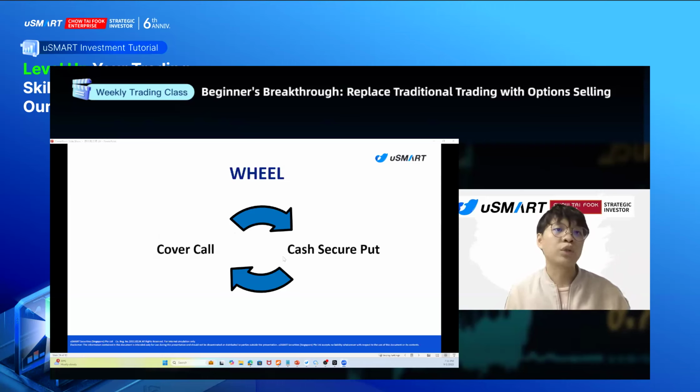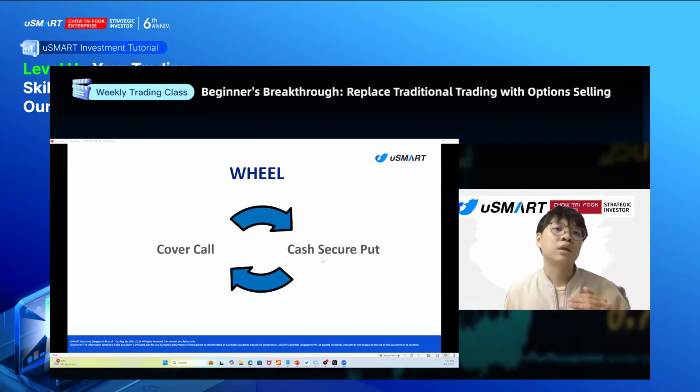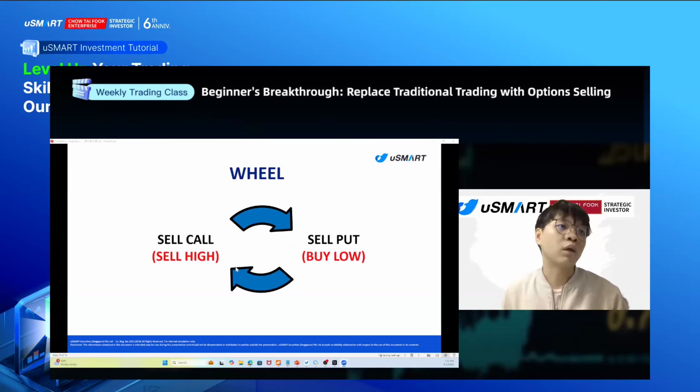And this is also what we call a cash secured put and a covered call. Why do we call it this way? It's because when you are selling a put, you actually need the money to ensure that you're able to buy 100 shares. So this is what we call a cash secured put. You need to have the money to ensure that you are able to buy 100 shares of the underlying asset.